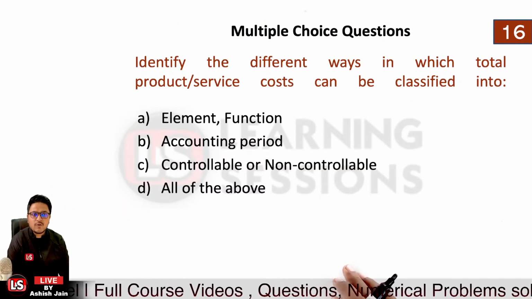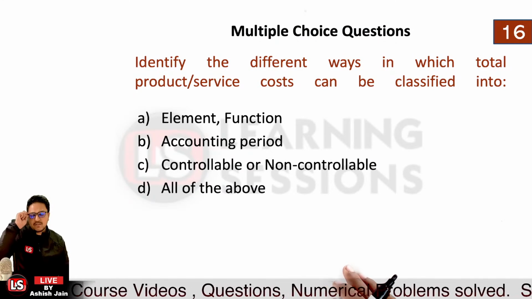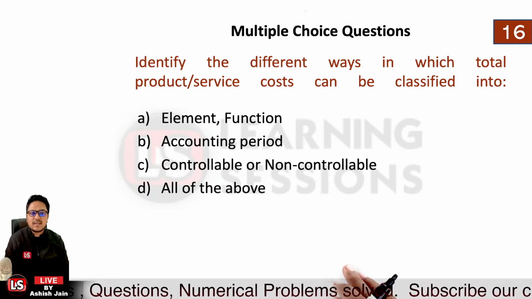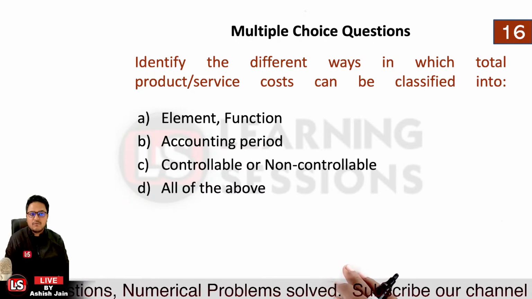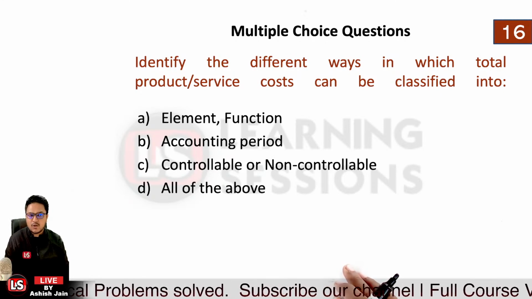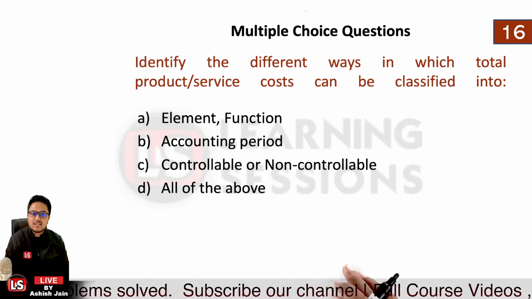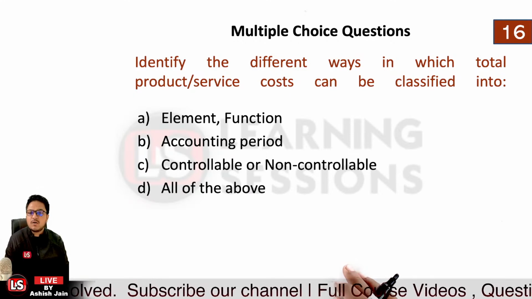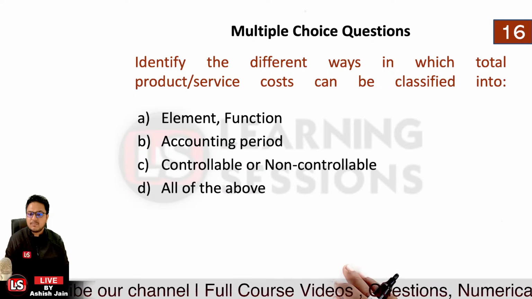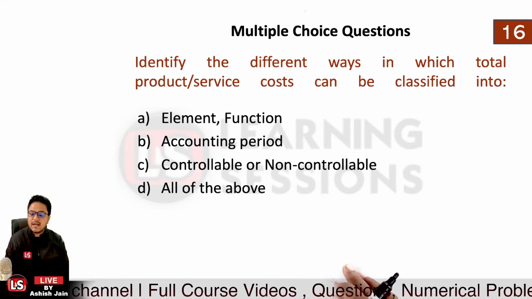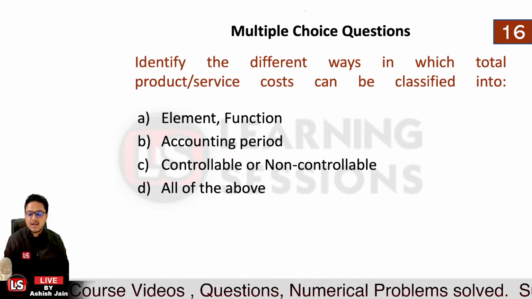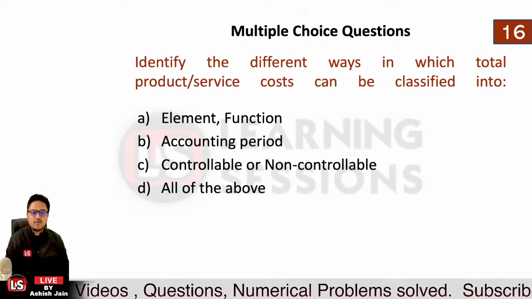Next, it's related to some questions based upon this. Let's solve these questions. Identify the different ways in which total product or service cost can be classified. Element or function based, accounting period based, controllable or non-controllable cost, all of the above. So which of the following would be the right answer? Kindly mark the answer at the earliest along with the question number, that is 16th.